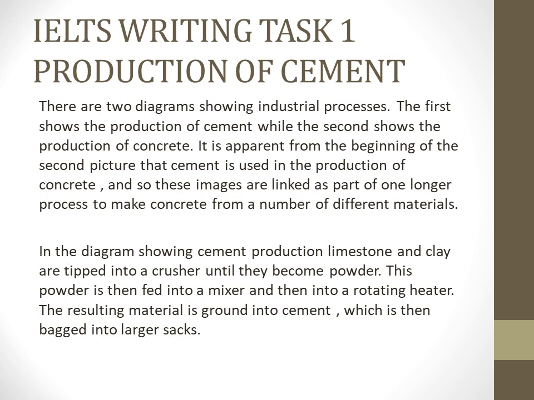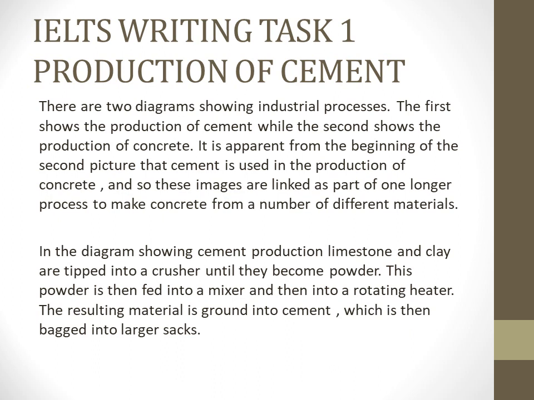There are two diagrams showing industrial processes. The first shows the production of cement, while the second shows the production of concrete. It is apparent from the beginning of the second picture that cement is used in the production of concrete, and so these images are linked as part of one longer process to make concrete from a number of different materials.